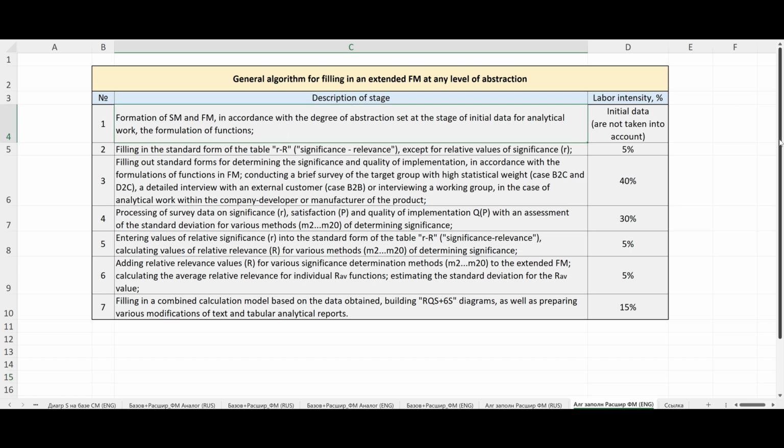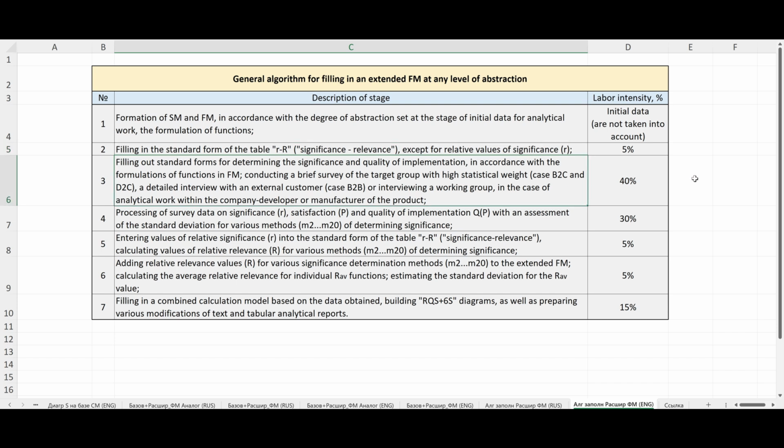The general algorithm for filling an extended functional model at any level of abstraction has the following form. First, the structural model and functional model are formed in accordance with the degree of abstraction, which sets the stage of initial data for analytical work, and functions are formulated. Next, the standard form of the significance relevance table is filled in, except for relative values of significance. Next, in accordance with the wording of the functions and the functional model, standard forms for determining significance and quality of implementation are filled out.